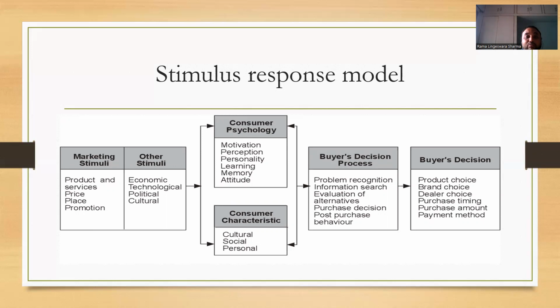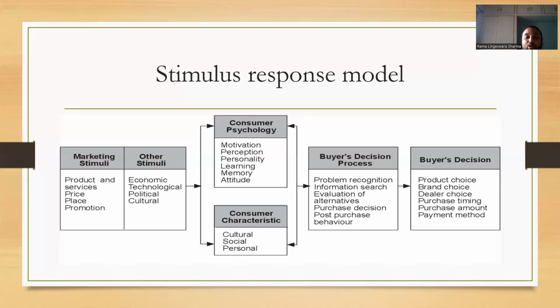Other stimuli, what are the various other stimuli? Economic factors, technological factors, political, cultural. They are the other stimuli which are other than marketing stimuli. Now, here is the important point. You look at the consumer psychology. What are the elements in consumer psychology? Motivation, perception, personality, learning, memory, attitude. So these have to be influenced. This consumer psychology has to be influenced so that the consumer goes for a particular purchase, and goes throughout his decision process. If he is influenced properly, he will go for a particular purchase of a product.